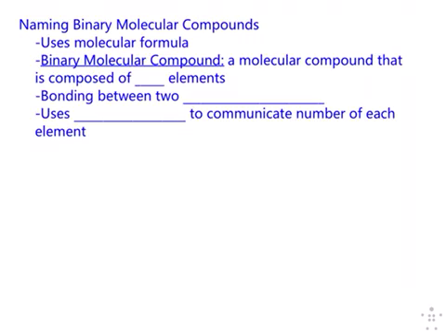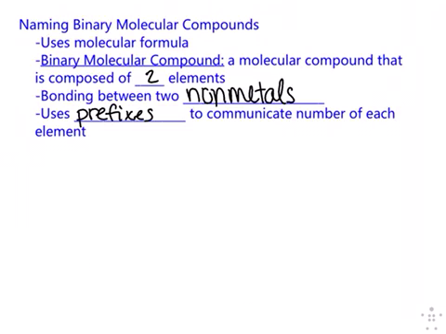So we can't reduce it down because it really is a unique compound. So we're just going to focus on binary molecular compounds, so they will only have two elements in them. They will typically be between two nonmetals. And this uses prefixes in its naming in order to communicate the number of each element.